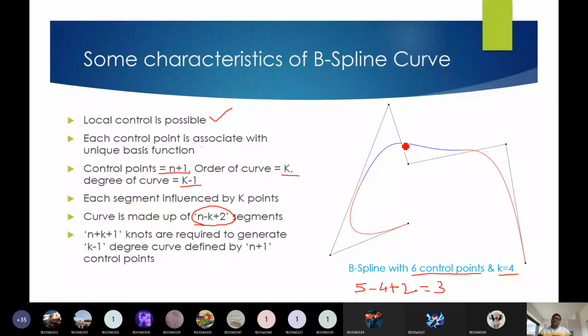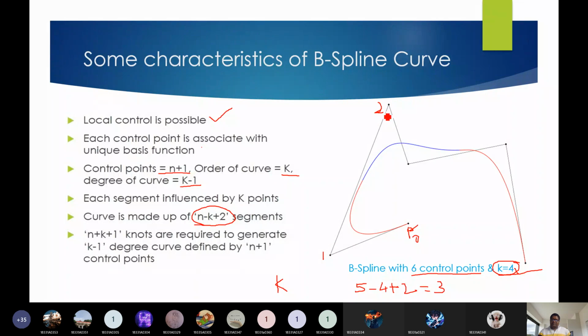Each segment would be controlled by how many control points? The k. If k is equal to 4, each segment would be controlled by 4 control points in this particular case. For example, this red color portion, the first segment of the B-spline curve, would be controlled by P0. Let me write the values: P0, P1, P2.